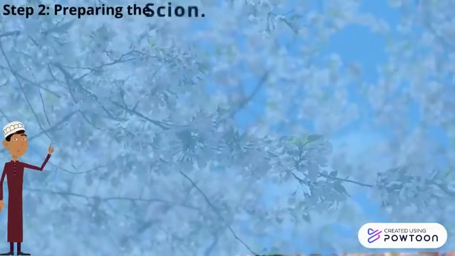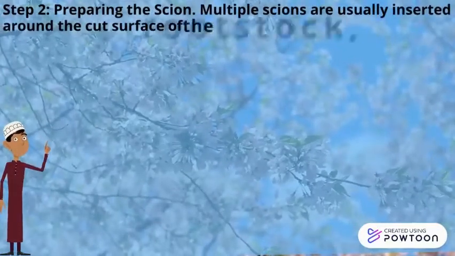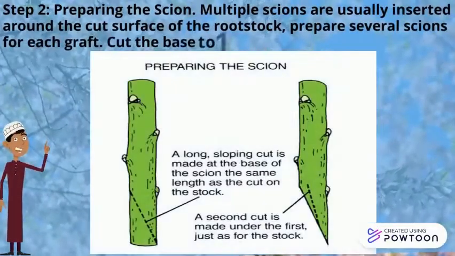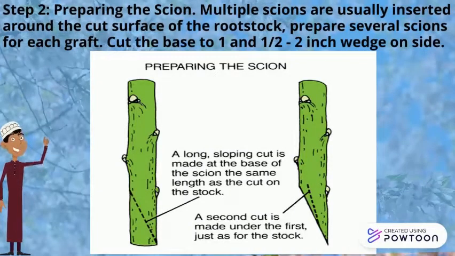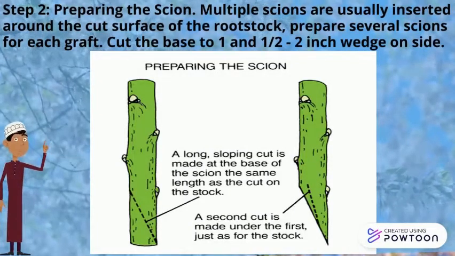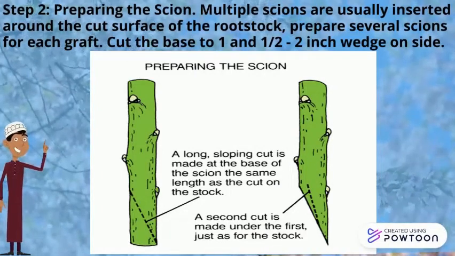Step 2, preparing the scion. Multiple scions are usually inserted around the cut surface of the rootstock. Prepare several scions for each graft. Cut the base to a 1 1/2 to 2 inch wedge on the side.